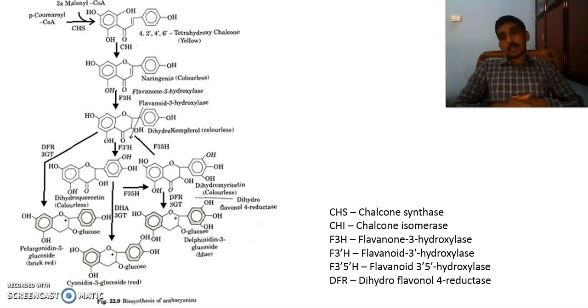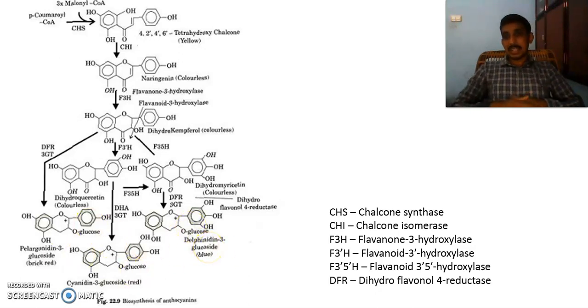Here you can see the biosynthetic pathway of flavonoids. Mainly 6 enzymes are involved in the biosynthetic pathway of flavonoids. Those 6 enzymes are listed at the bottom portion of this slide.